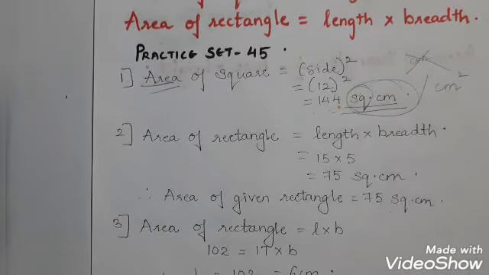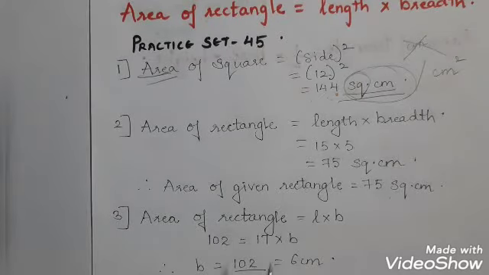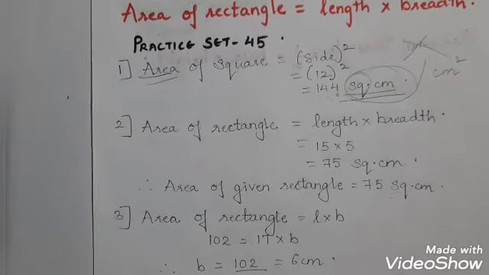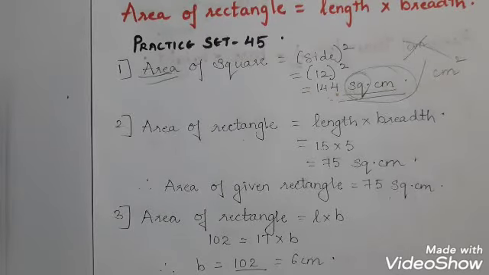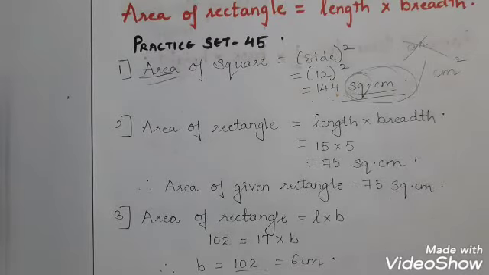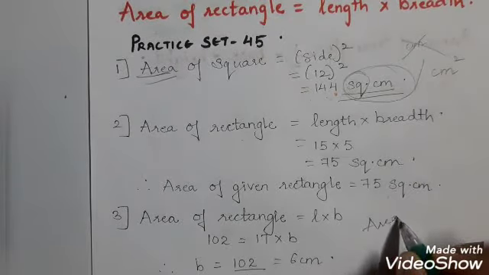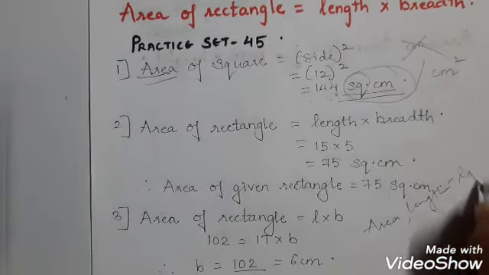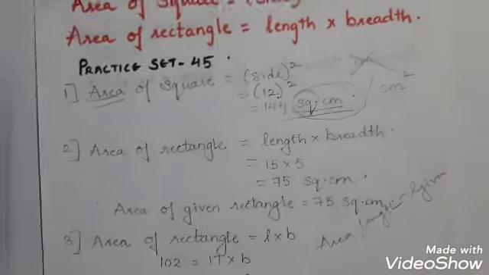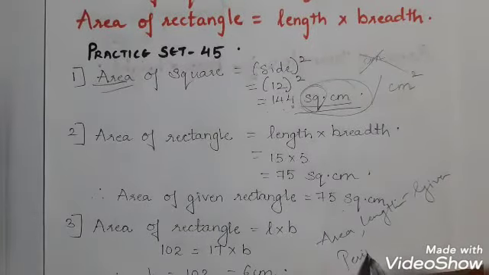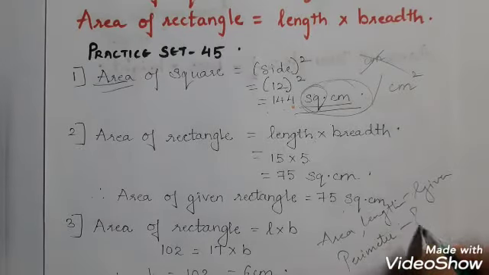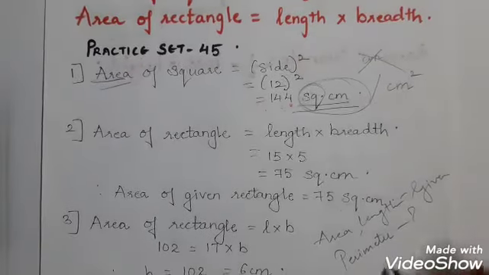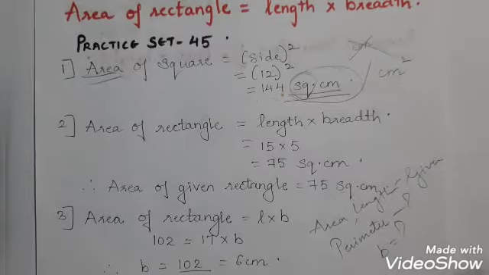Third one, the area of a rectangle is 102 square centimeter. Now here the area is given to us. Okay, the area of a rectangle is given. If its length is 17 centimeter, what is its perimeter? Now here what is given? Area is given and length is given. And what we have to find out? We have to find the perimeter. Now, before we find the perimeter, do we know the breadth of the rectangle? No.